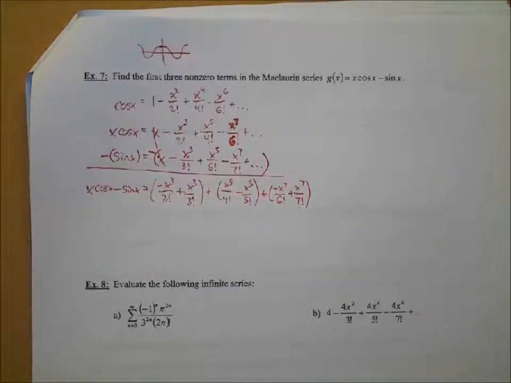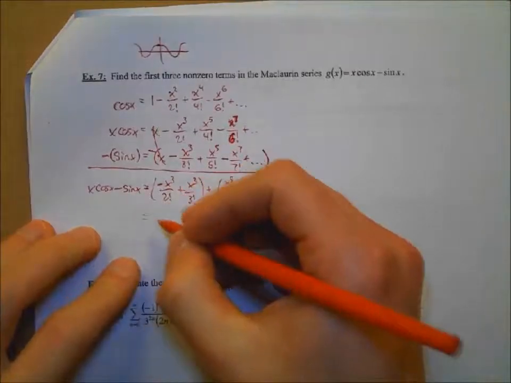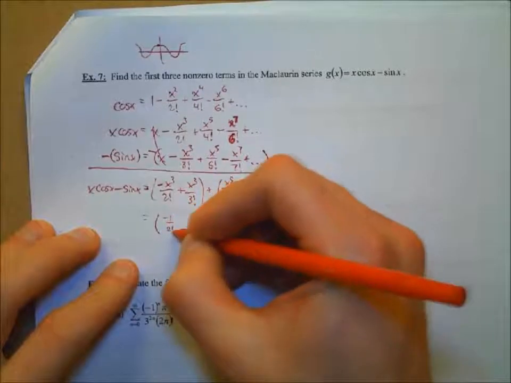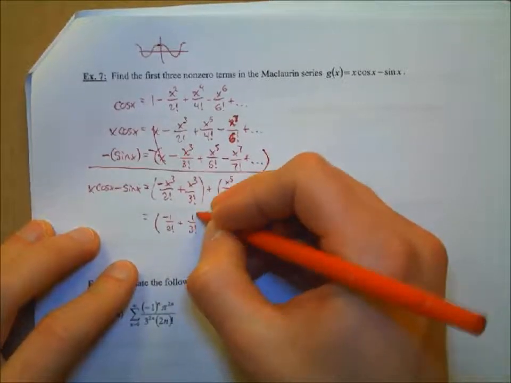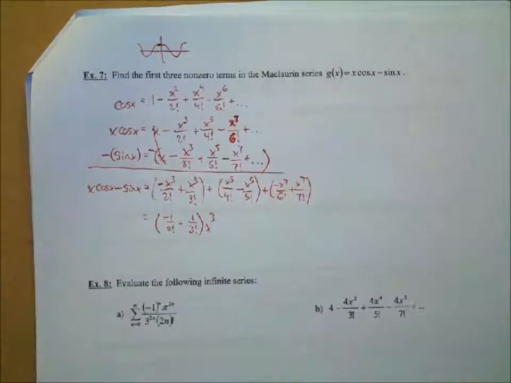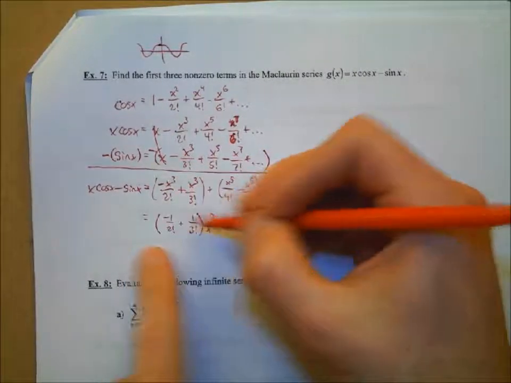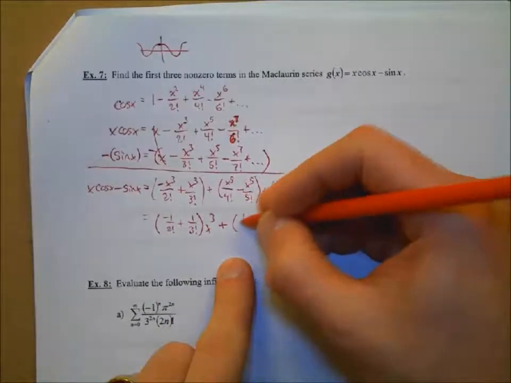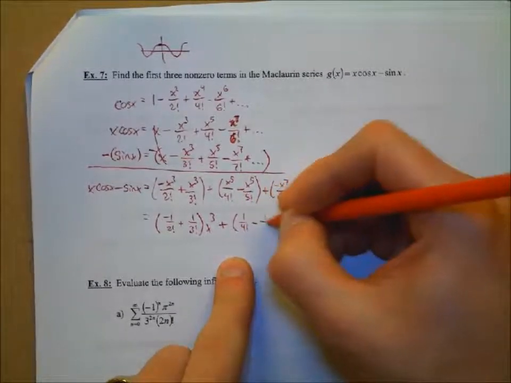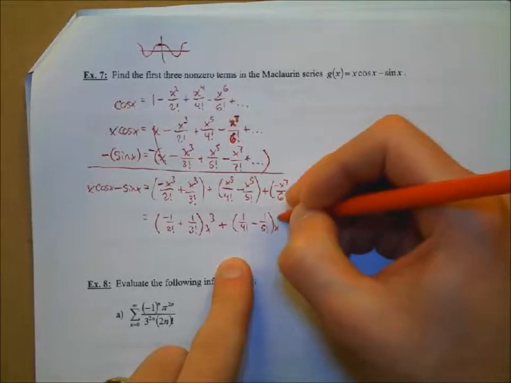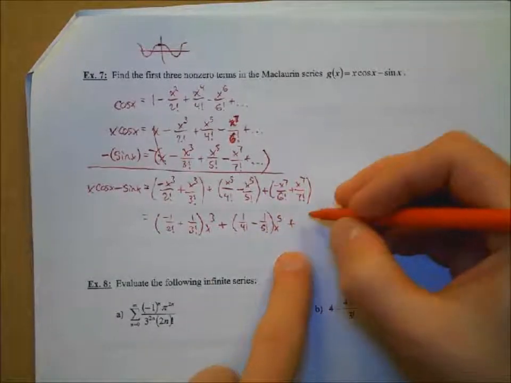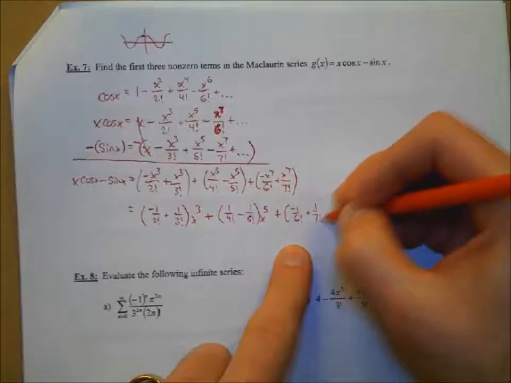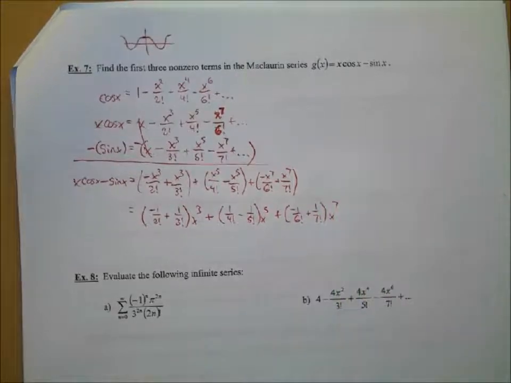So, in other words, if I factor an x cubed out of this first group, it'll be negative 1 over 2 factorial plus 1 over 3 factorial x to the 3rd, right? I just take the x cubed out, factor it out from there, plus, and I'll do the same thing for the x to the 5th, 1 over 4 factorial minus 1 over 5 factorial x to the 5th, plus, and then same thing here, negative 1 over 6 factorial plus 1 over 7 factorial x to the 7th. And there are our first three terms.